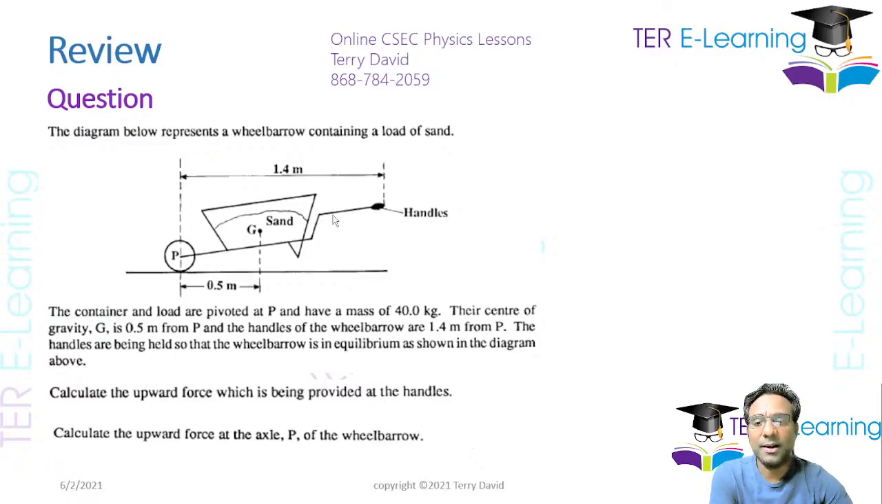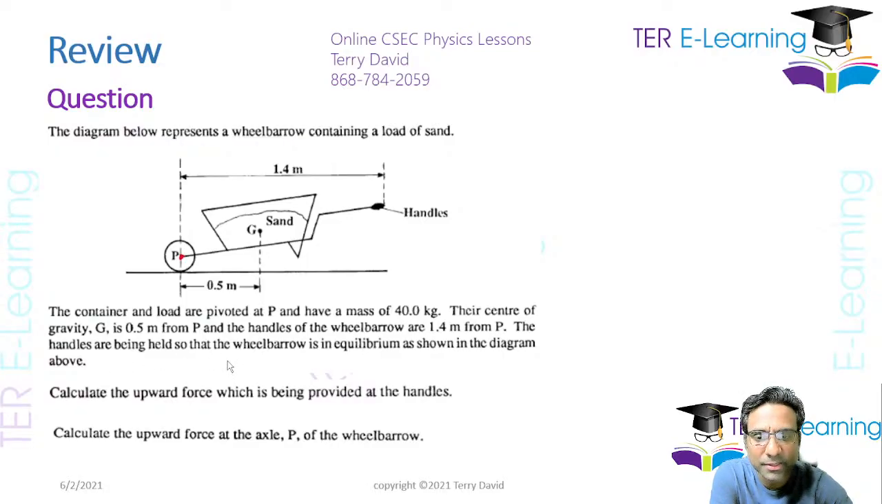So you have a container and a load, a load of sand in the wheelbarrow, basically. The pivot is at P. So this is my pivot here, right? They told us the mass of the container and the load is 40 kilograms. The center of gravity is G, and it's 0.5 meters from P. Everything it's telling us in words is on the diagram already.